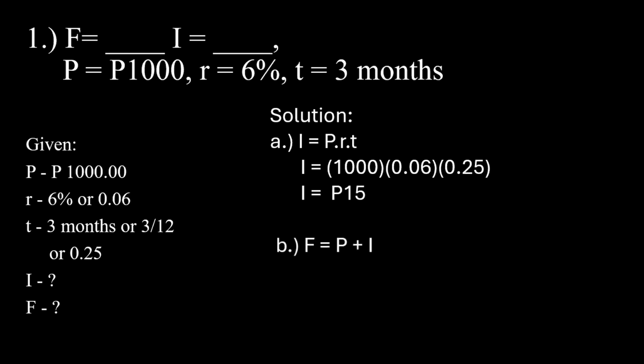And we are now ready to proceed with computing the future value with the formula F is equal to P plus I. We just have to substitute the values: 1,000 for P, 15 for the interest. And if we are going to add this, we have 1,015 pesos for the future value of this problem.